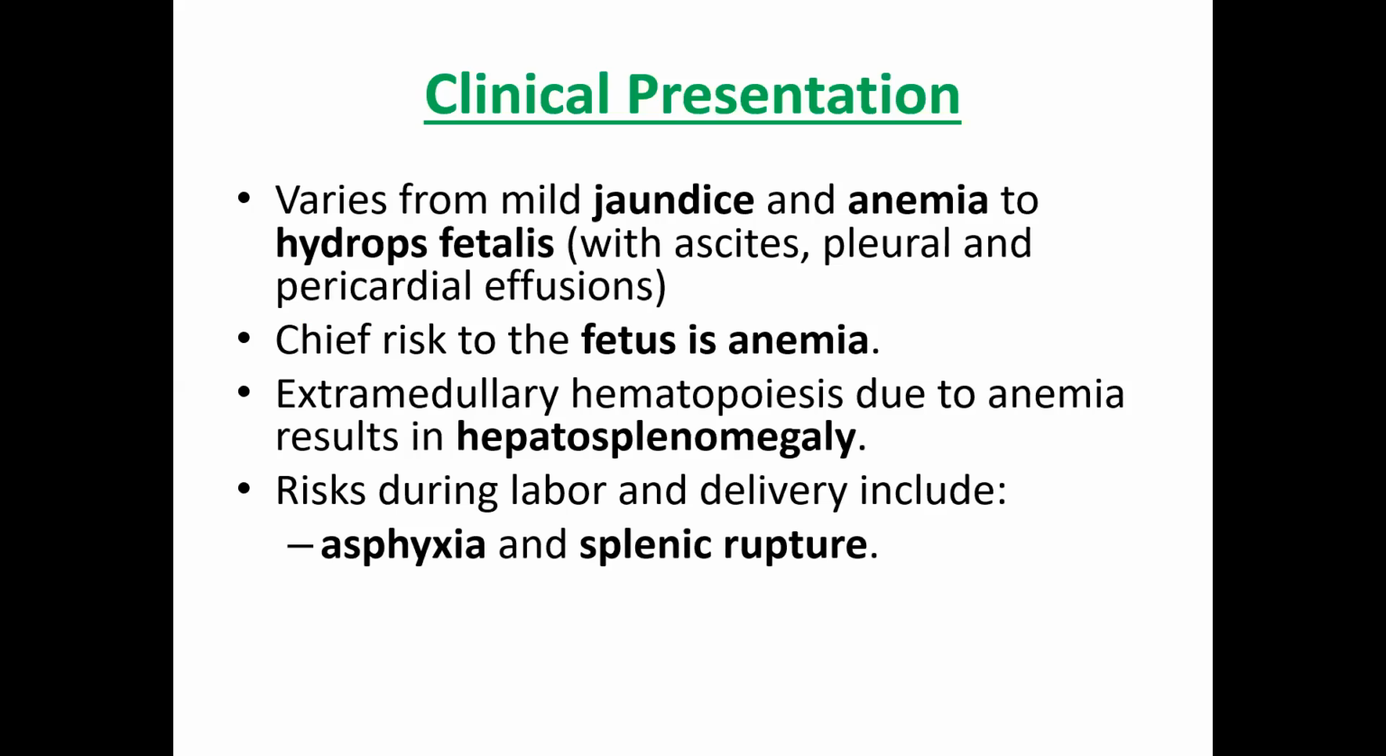The clinical presentation varies from mild jaundice and anemia to hydrops fetalis, ascites, and pericardial effusion. The chief risk to the fetus is anemia, and extramedullary hematopoiesis due to the anemia, resulting in hepatosplenomegaly. Extramedullary hematopoiesis, extramedullary means outside the bone marrow, actually. And hematopoiesis occurring outside of the bone is called extramedullary hematopoiesis.